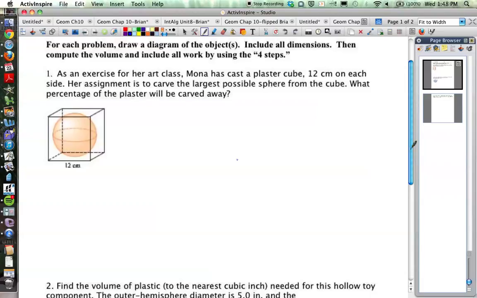So we need to really think about what we're doing here first. We're going to need a couple of volumes. We're going to need the volume of the cube, because we're going to carve away that cube so we can be left with the sphere. So another thing we want to know is the volume of the sphere, because the most important thing here is to figure out how much we are carving away. That would be the difference between these two, so we're going to be subtracting these two to get the amount that's being carved away from the cube to get down to the sphere.